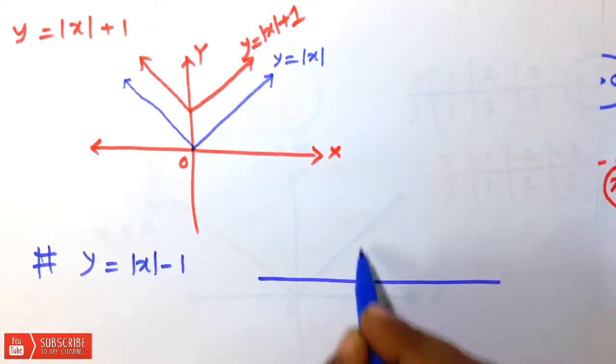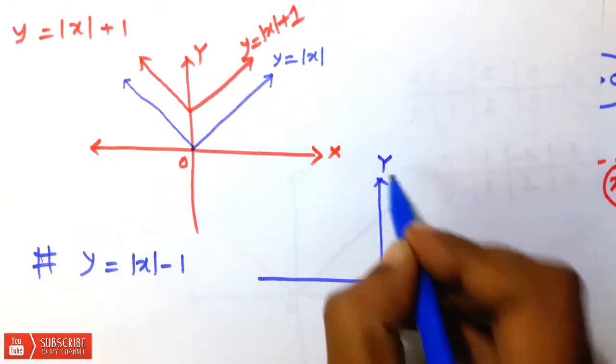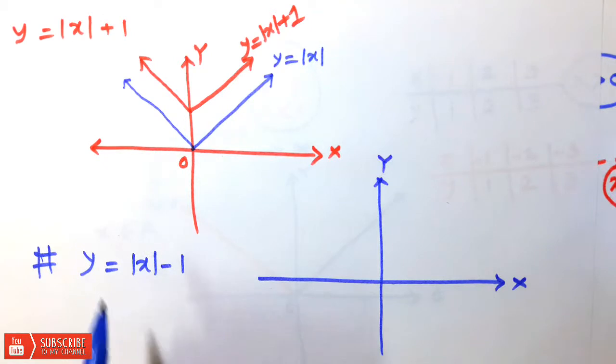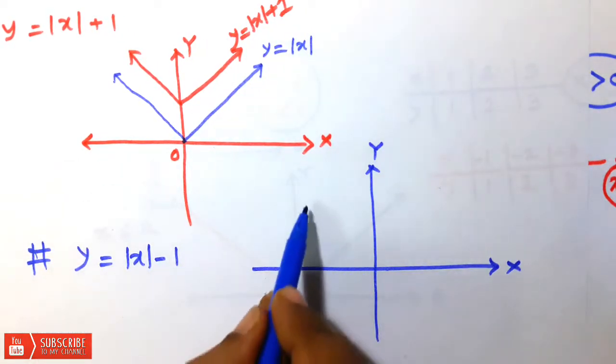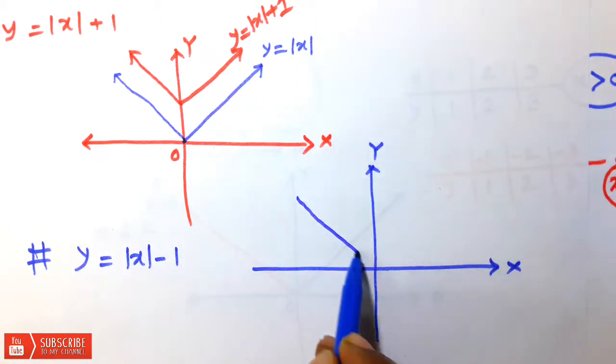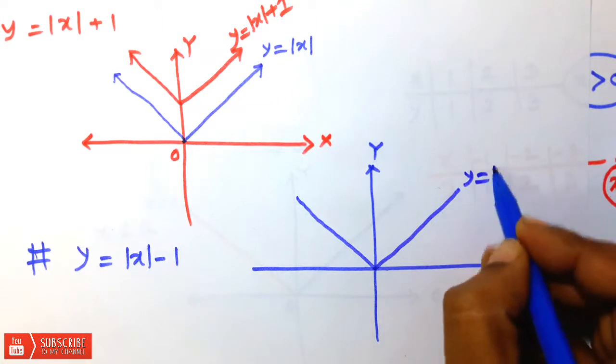So we draw the graph, x-axis, y-axis. What will be y is equal to mod x? First of all draw this one, this is very important. This is y is equal to mod x.